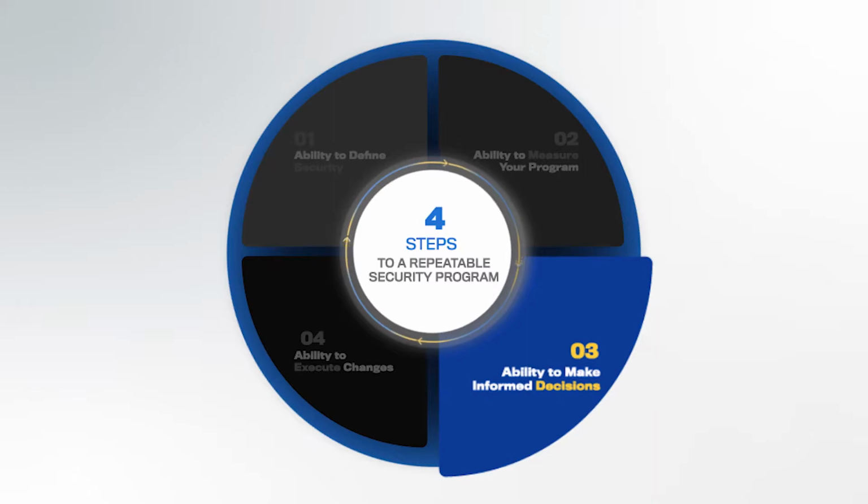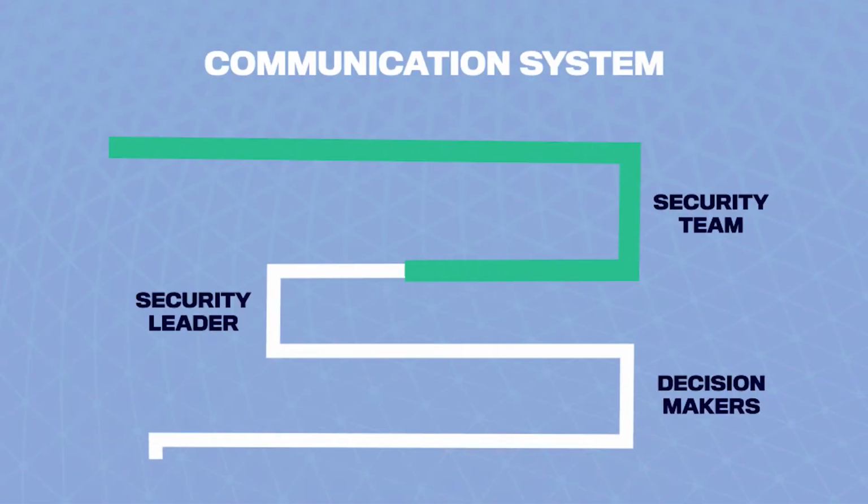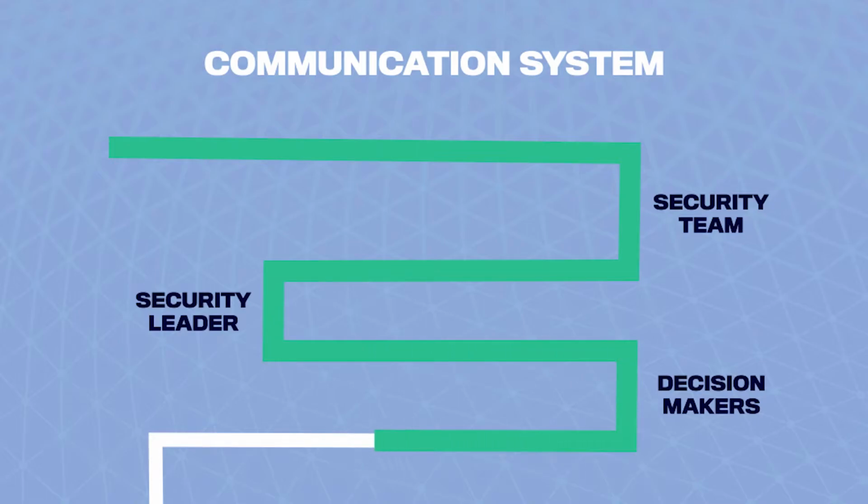The third capability is to take information from these measurement activities and use it to make informed decisions. This is all about the communication system. How is a security team taking what they found in their measurement activities to organizational decision makers?